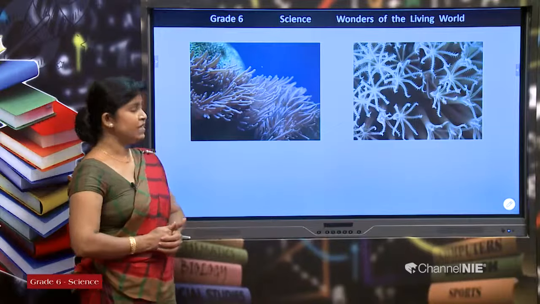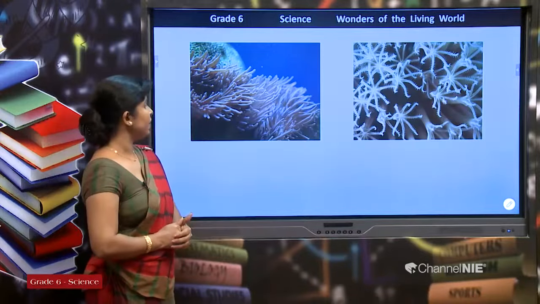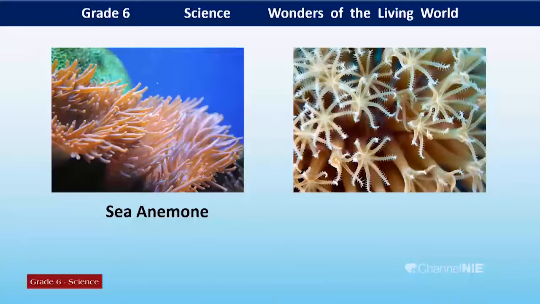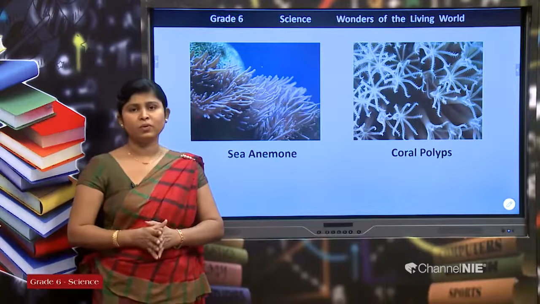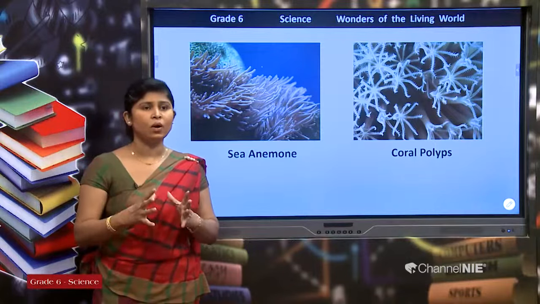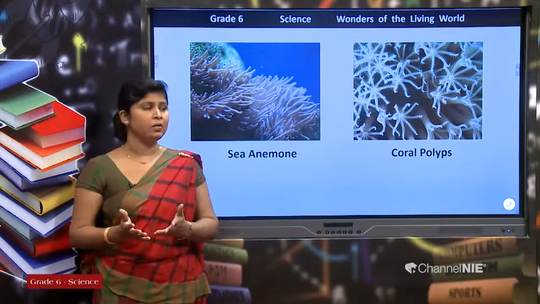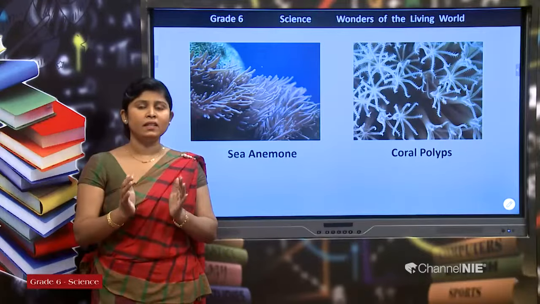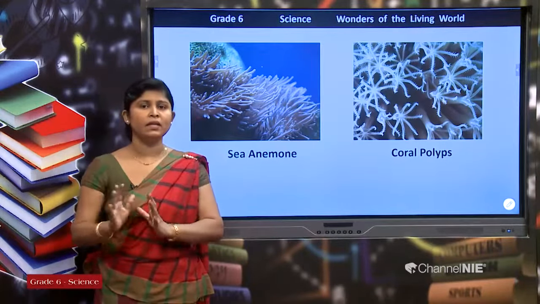Right. Have you seen these pictures? Yes, you may have. First picture is sea anemone living in the ocean. In marine environments we can find sea anemone. Then coral polyps, right? There are two varieties of organisms. First one is sea anemone, second one is a coral polyp. The speciality of these animals is they can't move. Although they are animals, they cannot move from one place to another. They are fixed onto a surface. They can't go from one place to another. They are fixed onto a stone or onto another surface.